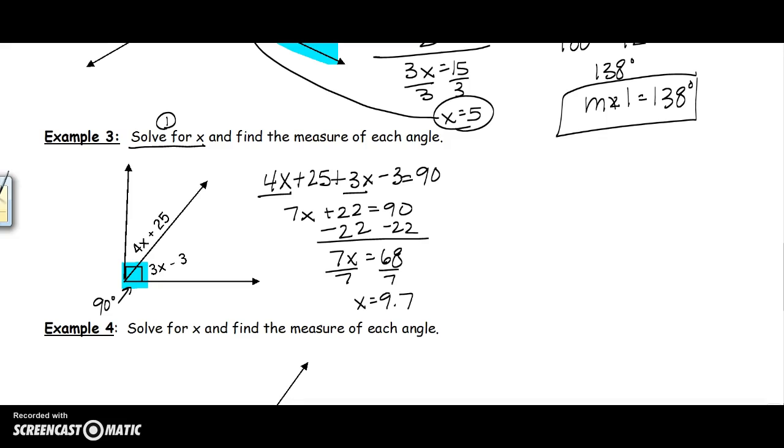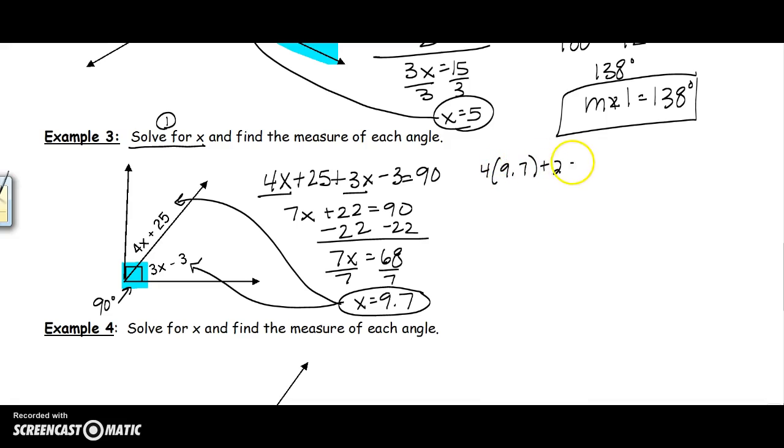So what do you think we're going to do with this? We have to figure out the measure of each angle. So you're going to go ahead and take that 9.7 and substitute it back into each angle. So 4 times 9.7 plus 25, and 3 times 9.7 minus 3. So 4 times 9.7 plus 25 gives you 63.8. And 3 times 9.7 minus 3 gives you 26.1.